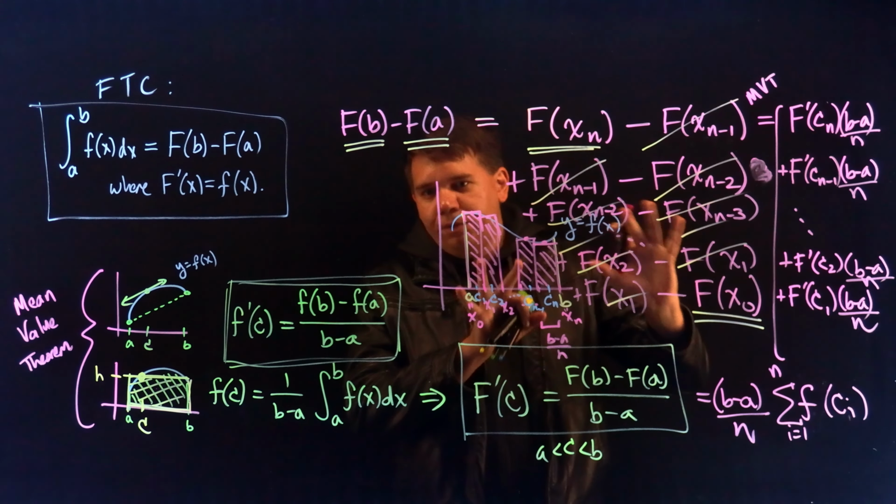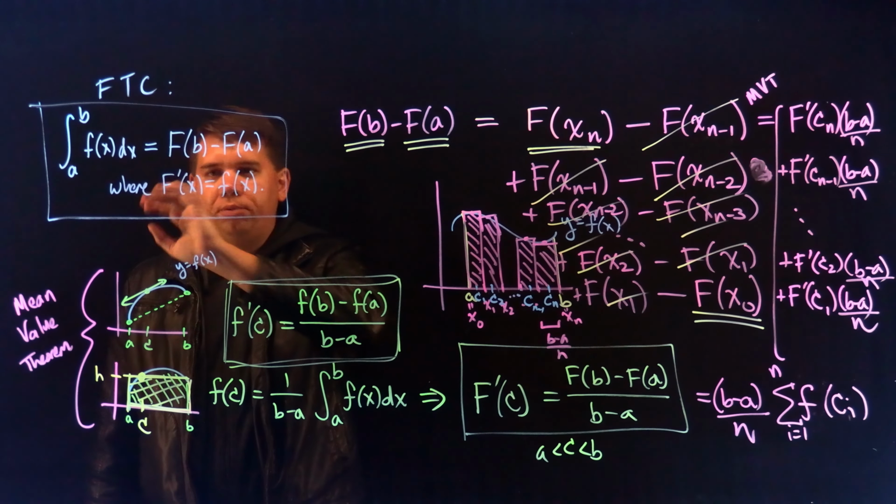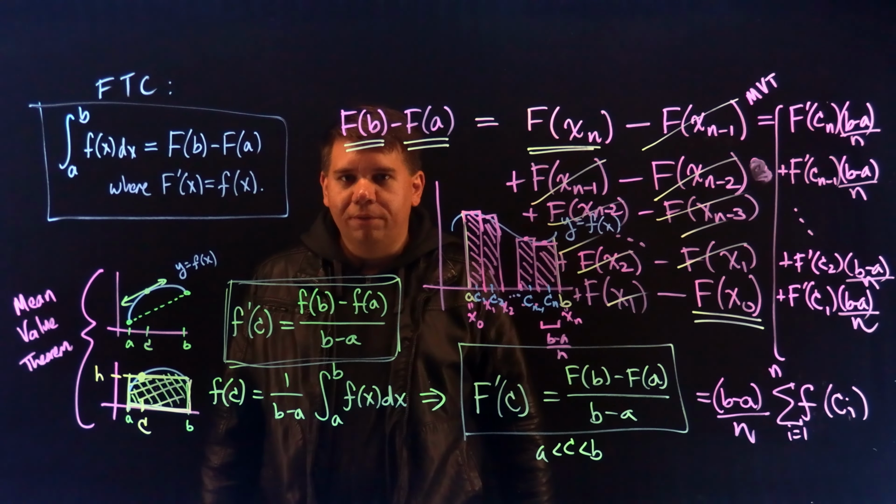So kind of a tricky proof here. This is a little bit abstract, but hopefully this helps to give you some justification for how, just using the mean value theorem, we're able to prove the fundamental theorem of calculus.